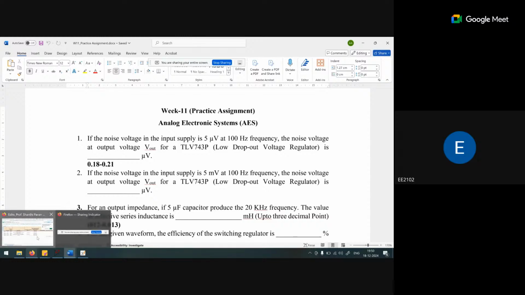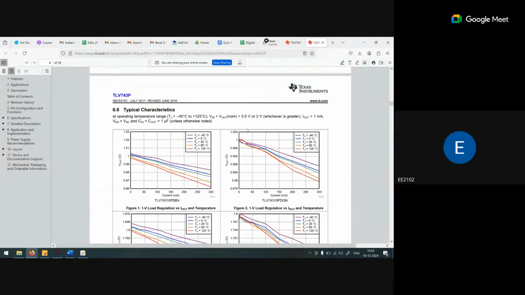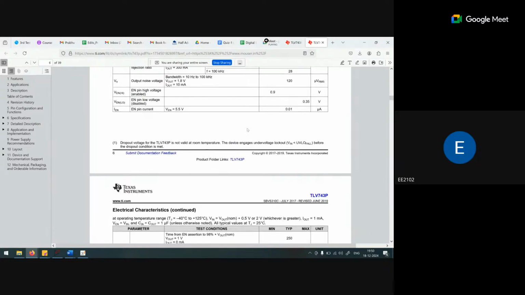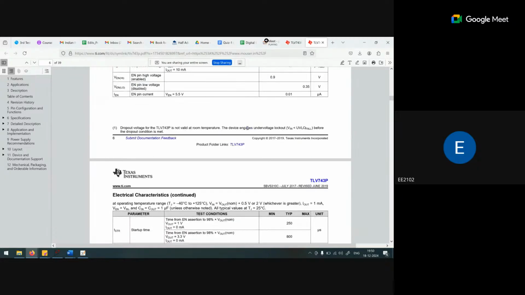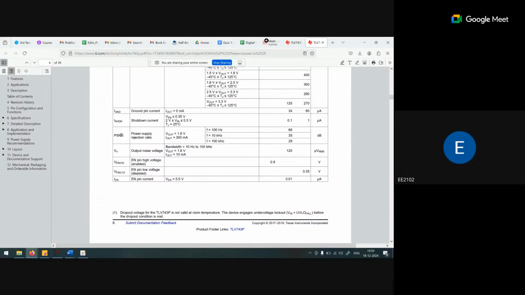Okay, this is the data sheet. What is the PSRR? Power supply rejection ratio. What it shows is basically the output upon input voltage noise power. So for 100 hertz, this value is 68 dB.